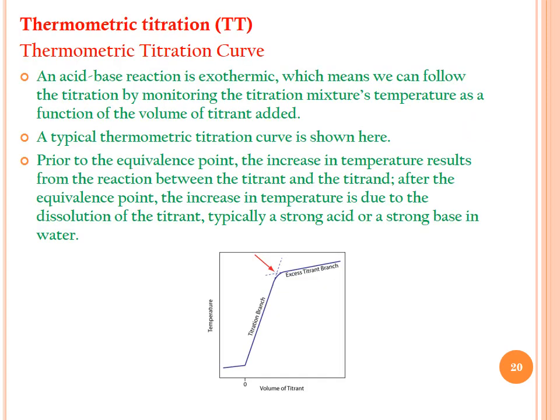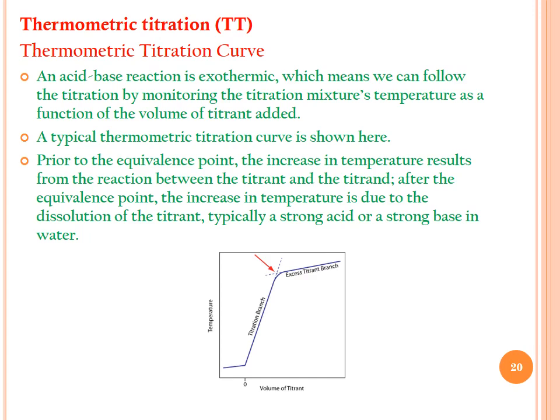As a result of TT, we get a thermometric titration curve. This is clearly shown in the figure, the graphical explanation of TT, with the volume of titrant against the temperature. At the start is the titration branch, then the excess of titrant branch. So the tangent lines are drawn between two straight lines, and the intersection point of these two tangent lines is the end point or the equivalence point.